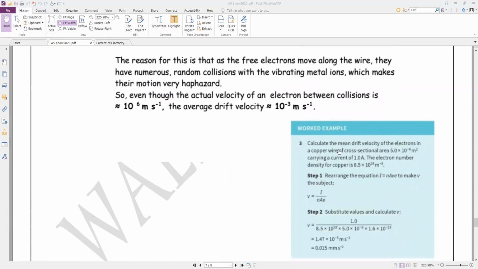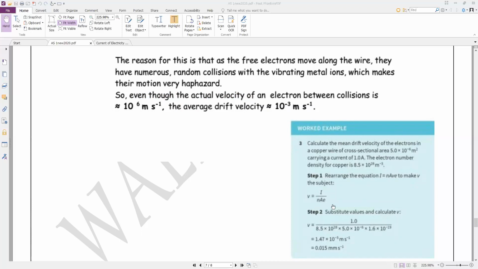Okay, how to calculate? This is the first example. Calculate the mean drift velocity of the electrons in a copper wire of cross-sectional area 5 times 10 power minus 6, carrying a current of 1 ampere. The electron number density of copper is 8.5 times 10 power 28 per cubic meter. First, we write the formula.